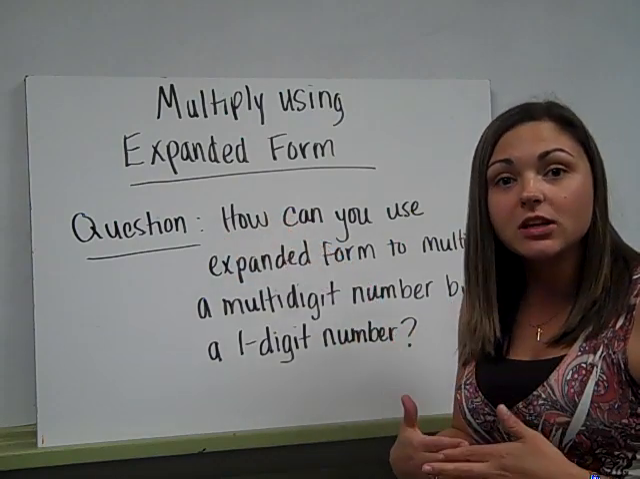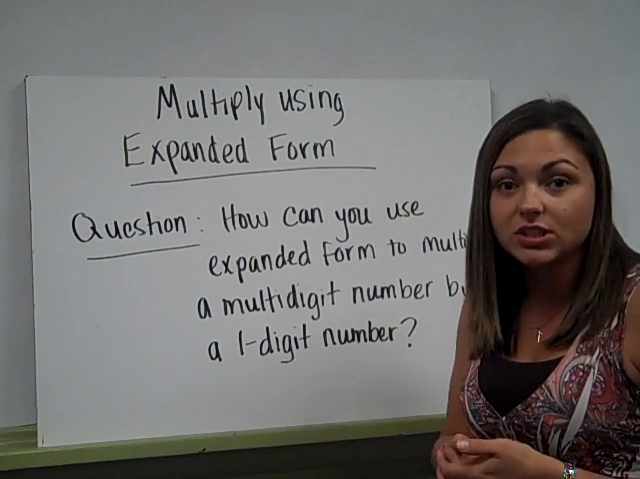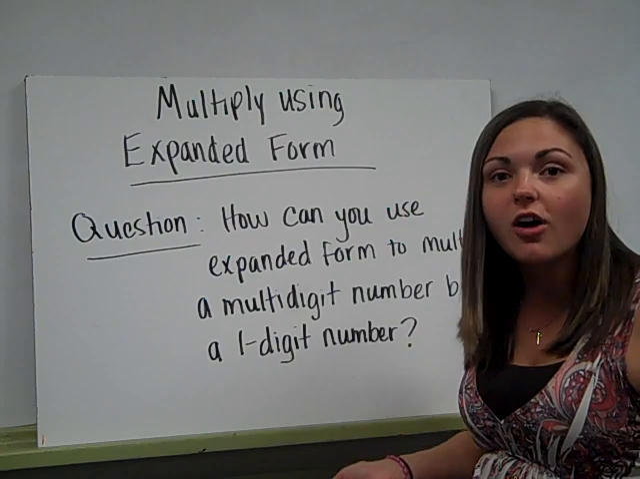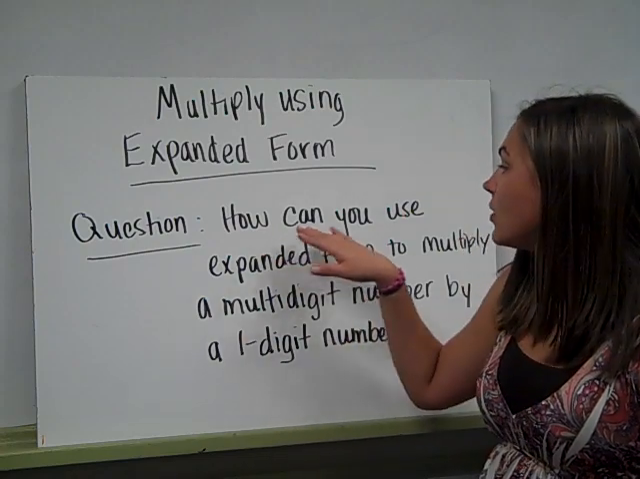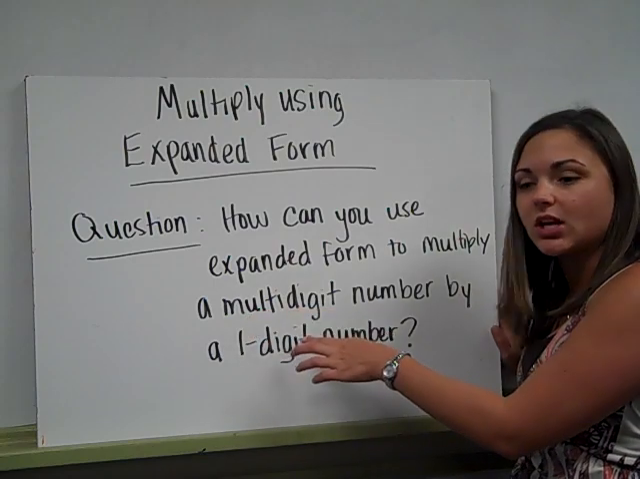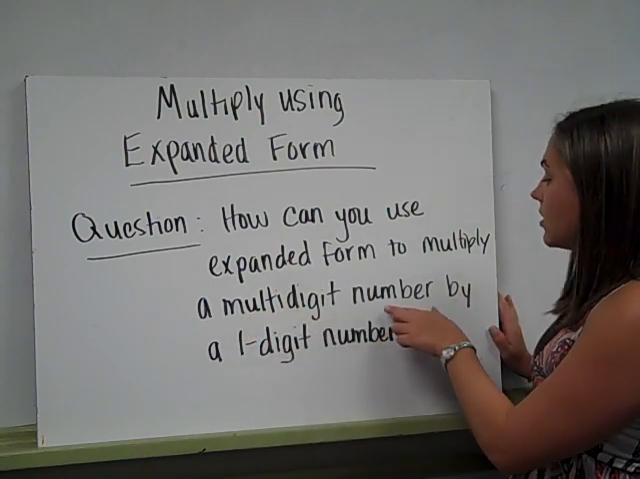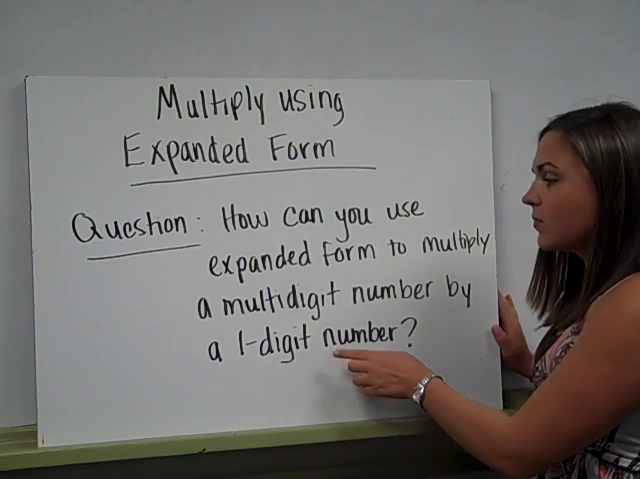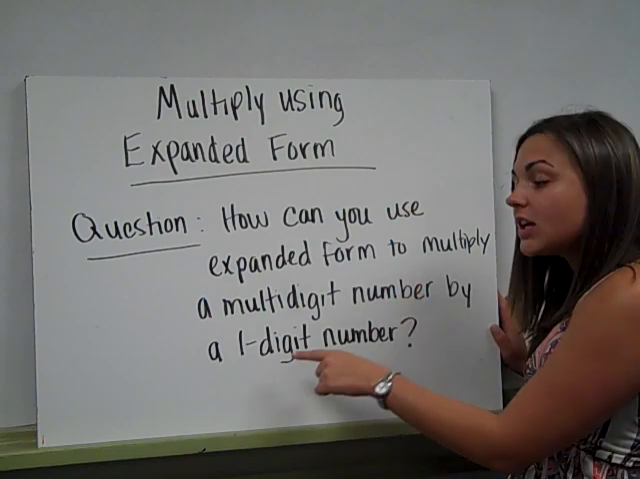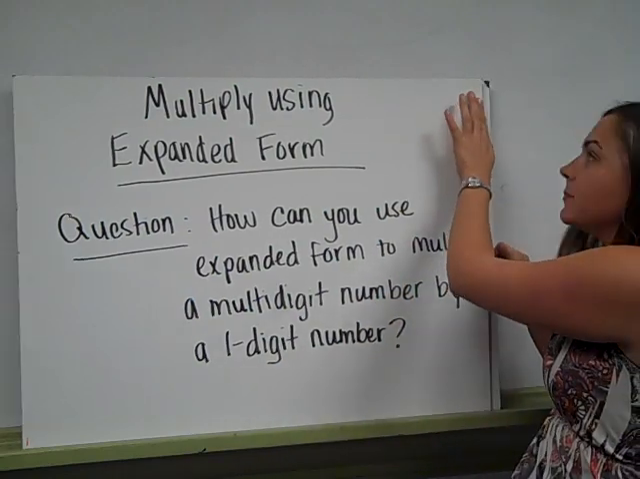Now remember, the expanded form is when we break up a number into its place value digits. So the question that we're going to answer by this video is how can you use expanded form to multiply a multi-digit, and that word multi-digit means more than one digit number by a one-digit number. So we're going to be multiplying numbers with more than one digit by a one-digit number. And here's our first one.